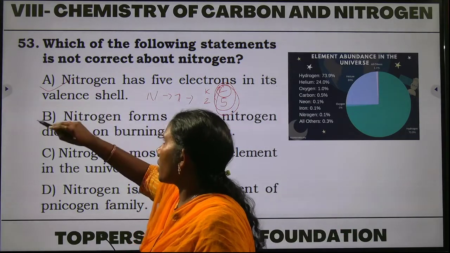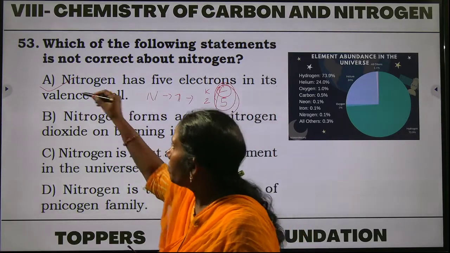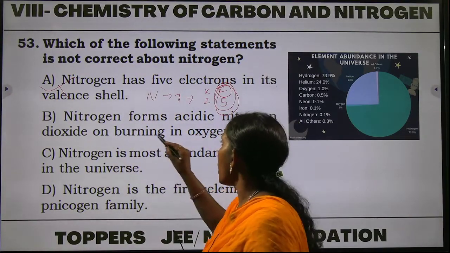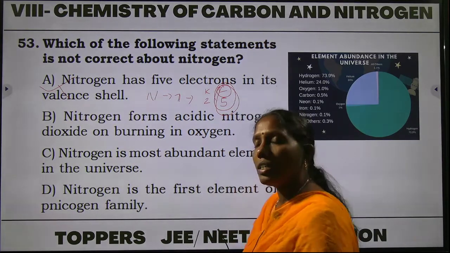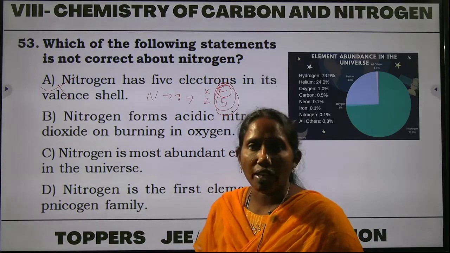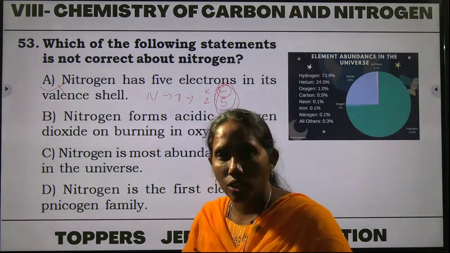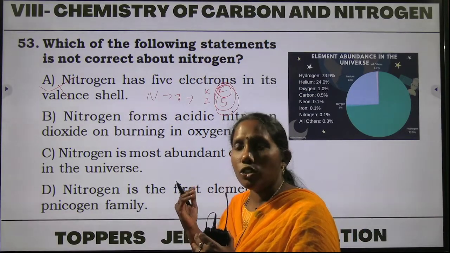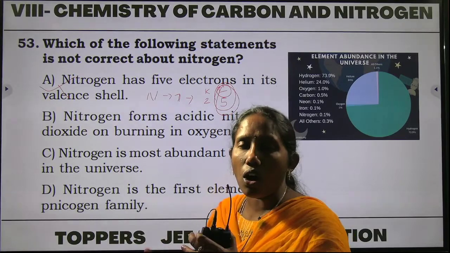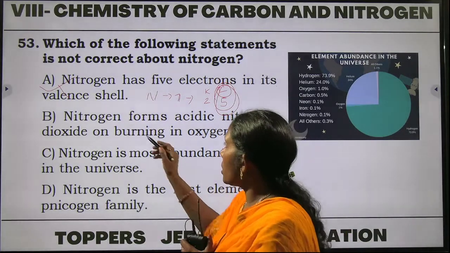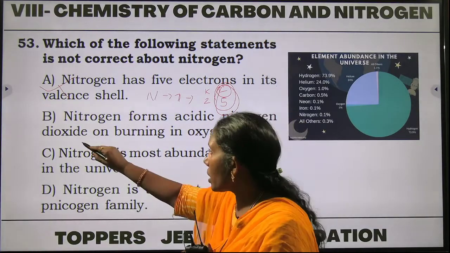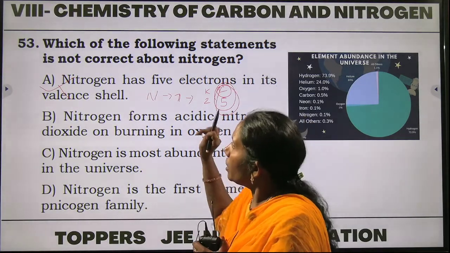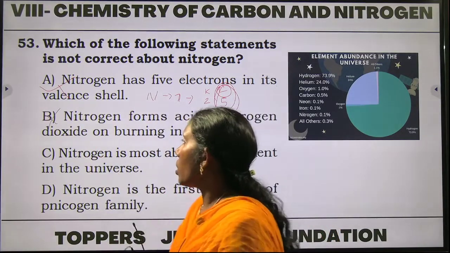So the first option is correct. But in the question they asked which is not correct. So not the first option. Second option: nitrogen forms acidic nitrogen dioxide on burning in oxygen. Yes, because while discussing carbon we clearly said carbon is a non-metal. Non-metallic oxides are always acidic in nature. Here nitrogen is also a non-metal. When nitrogen combines with oxygen and forms nitrogen oxides, all non-metallic oxides are acidic in nature. So the statement that nitrogen forms acidic nitrogen dioxide on burning in oxygen is a correct statement. But he is asking for the not correct one, that's why this option will also not be the answer.